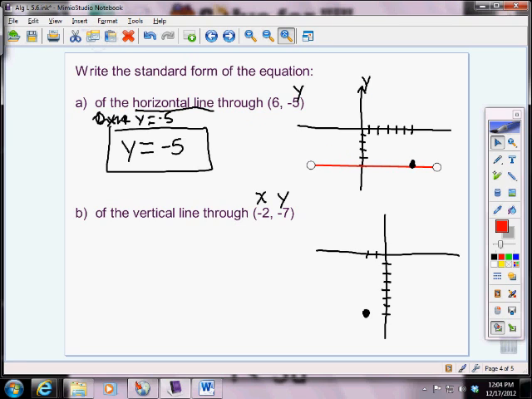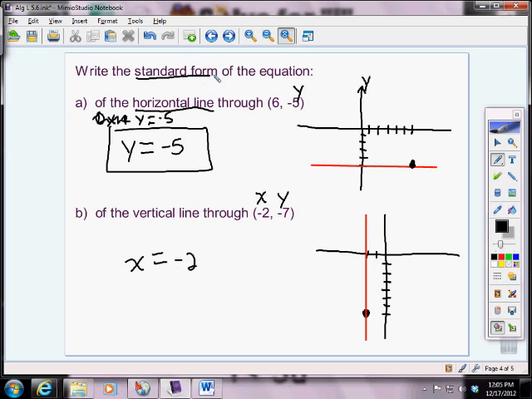If I wanted to draw a vertical line through -2, -7, it would look similar to this. A vertical line through -2, -7. Well, remember, as we've said before, the equation of a vertical line is x equals, well, what is x going to equal? x will always equal -2.